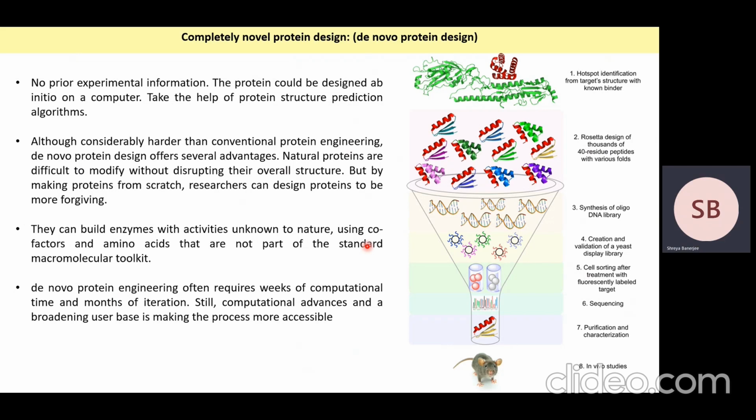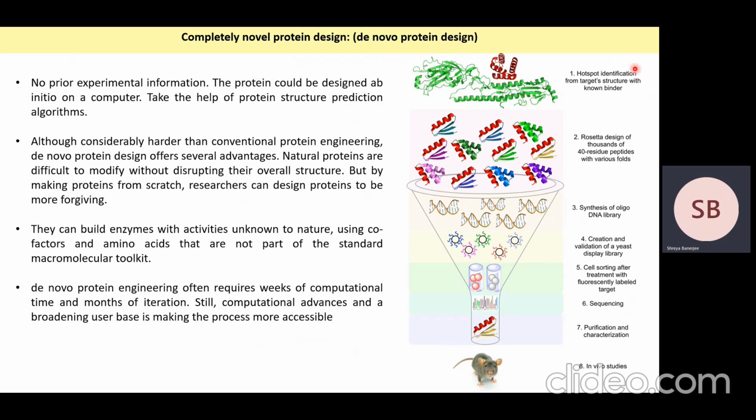The problem is that de novo protein engineering often requires weeks of computational time and iteration. Because we are making it from scratch, the time that it takes for the computer to predict is much longer than in rational design, where the computer is predicting based on a wealth of information available on the structure-function relationship. So there are advancements in this de novo design that are making the process more accessible, but it is still a much longer process than rational design.